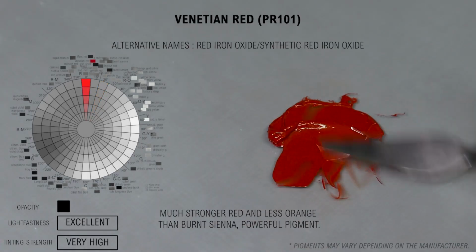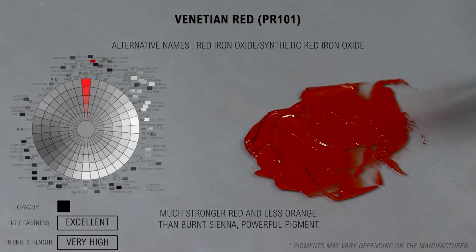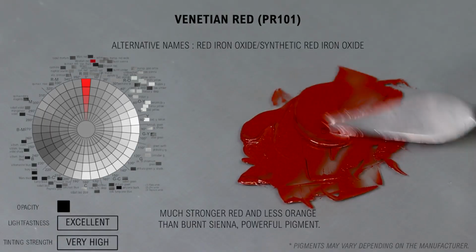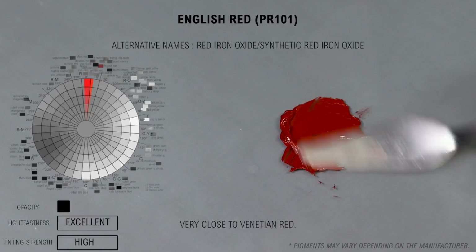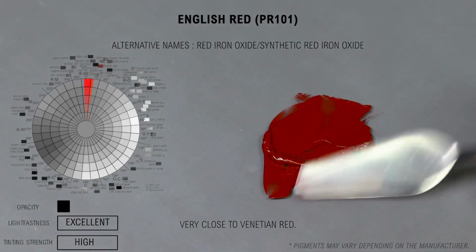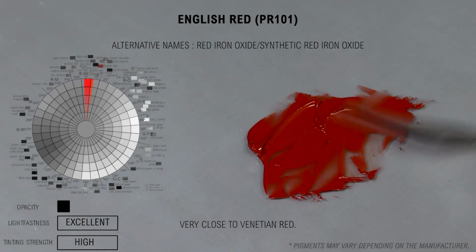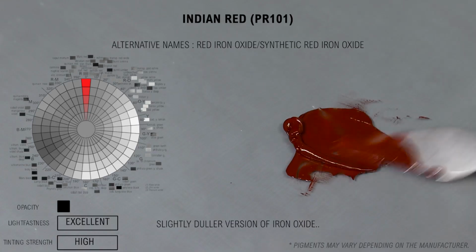Venetian red is a much stronger pigment, and it's a stronger red and less orange than burnt sienna. It's a very powerful pigment due to a high pigment load. English red is very close to Venetian red. It's a little bit more subtle though. Indian red is a slightly duller version of synthetic iron oxide.